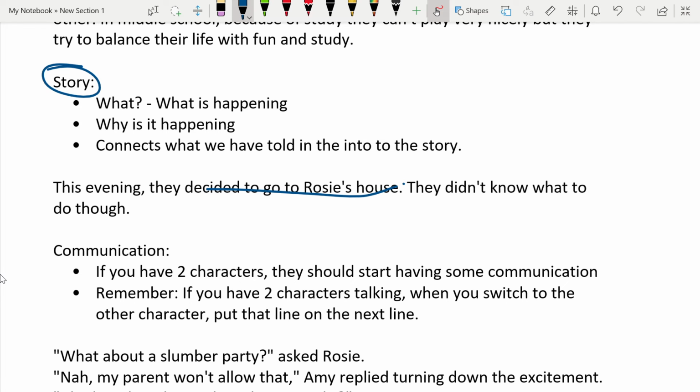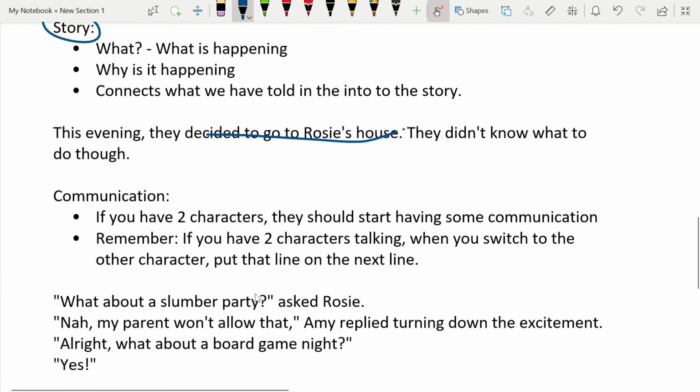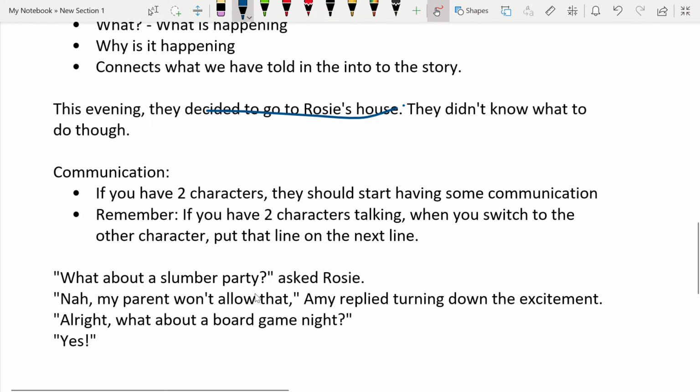So next comes communication, in which the two characters start having some communication between them. And you need to remember one thing, that if you have two characters talking, when you switch to the other character, put the thing that the other character is saying on the next line. So let's understand this a bit.